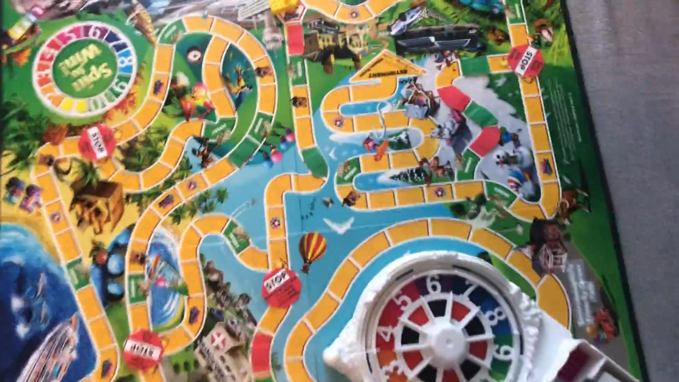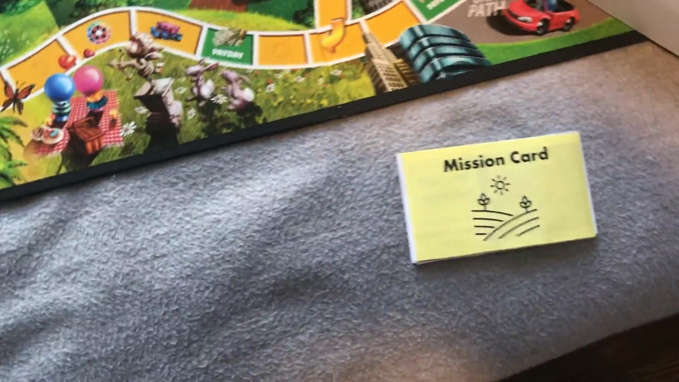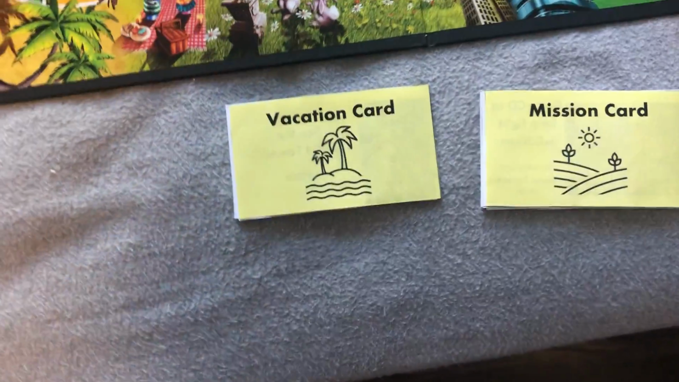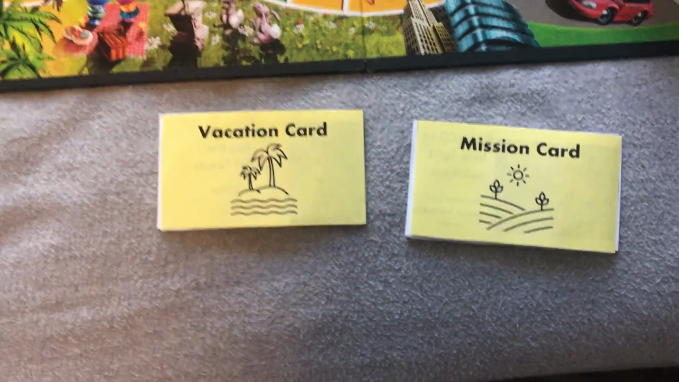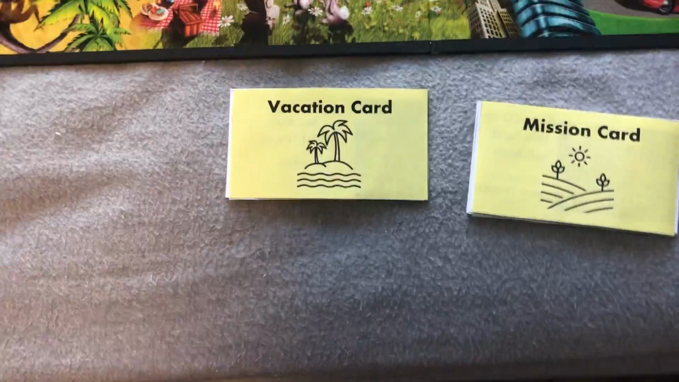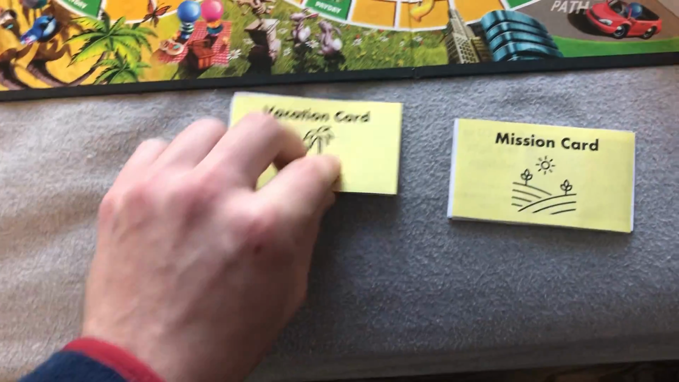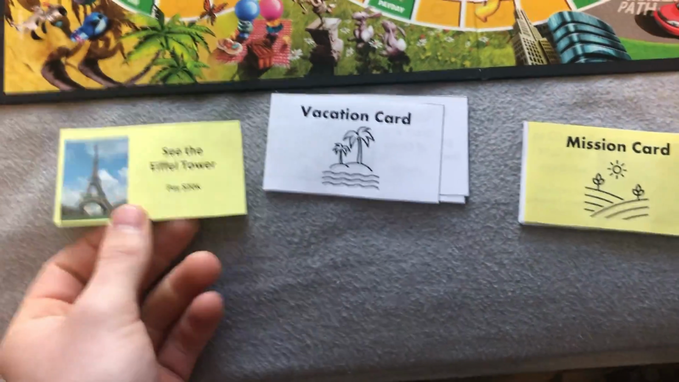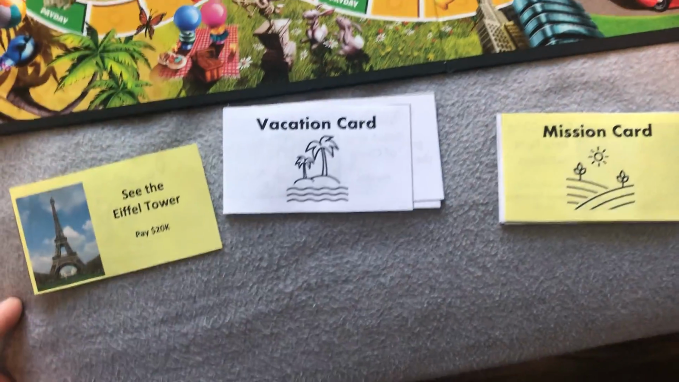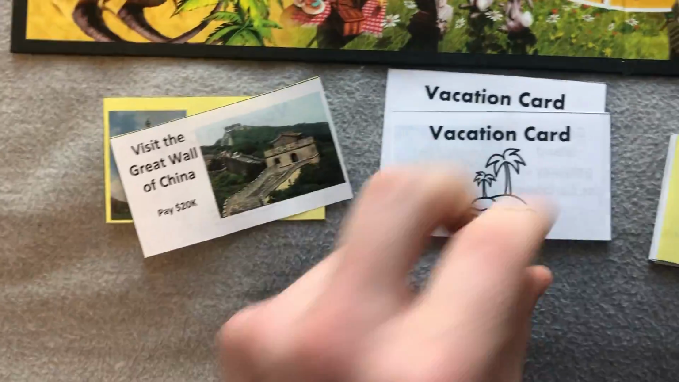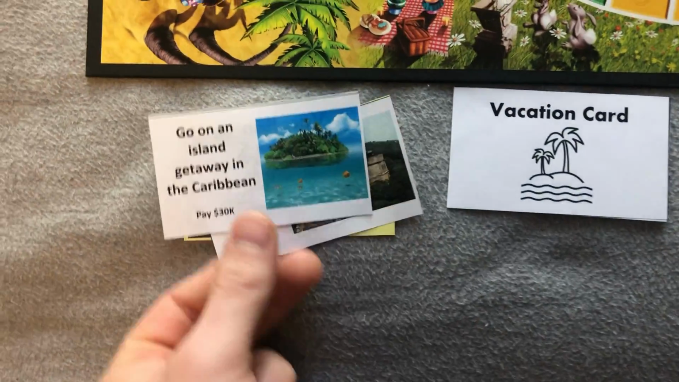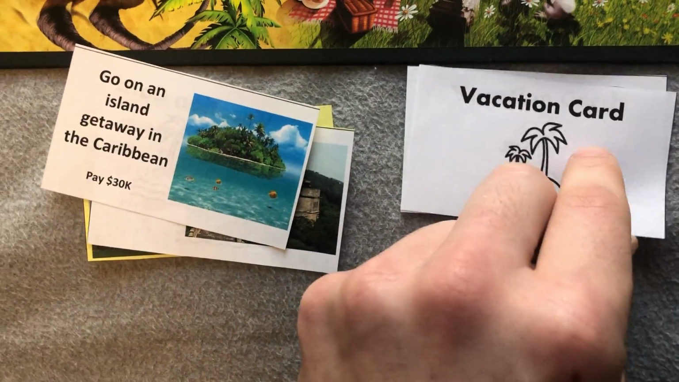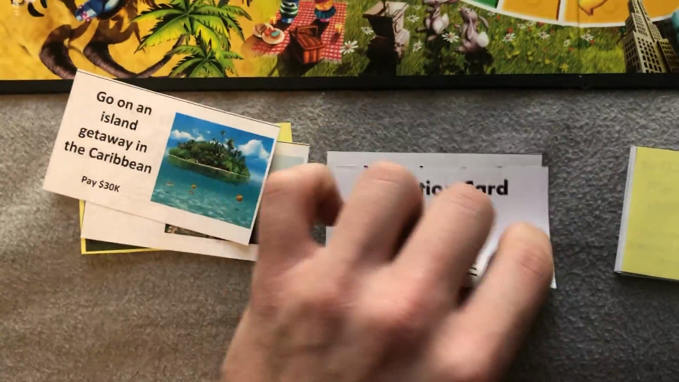So I will show you my vacation and mission cards. I split this into, once again, as usual, good and kind of bad cards. Vacation cards aren't necessarily a bad thing. You're not going to get punished for doing this, but you're just not going to be rewarded because you're not doing anything to help the environment. So we have, like, see the Eiffel Tower. These are your typical vacations. Visit the Great Wall of China. Once again, with all these pictures, that looks kind of cool. Go on an island getaway in the Caribbean, and then these ones were just extra cards.